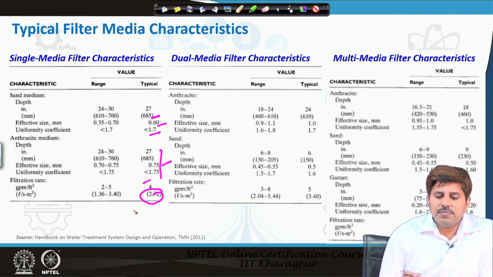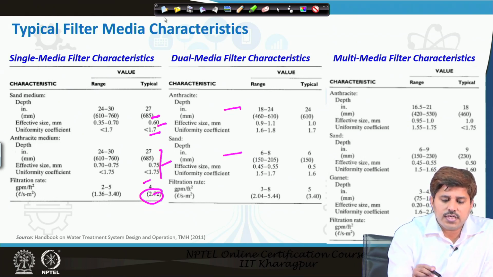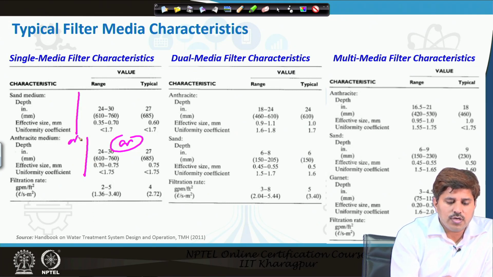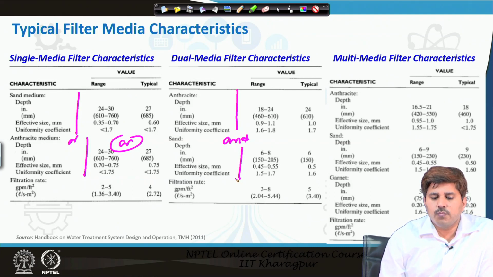For dual media filters, when we are using both anthracite as well as sand, do not get confused, this one is either this or this. So, either we are using sand medium or we are using anthracite medium, we are not using both, whereas in dual media filter we are using this and this. So, we are using both here.